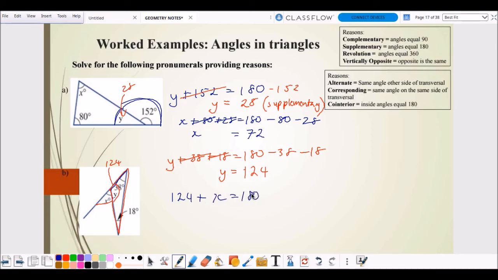Okay. Now in that case, that's plus 124, so minus 124 here. X should be 56. Okay, so that angle x is 56, and we know that it is again a supplementary angle. So put your reasoning there for it. So just put your reasoning in the brackets. That should mostly be enough.